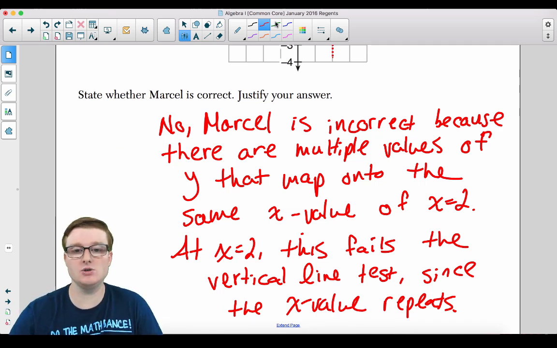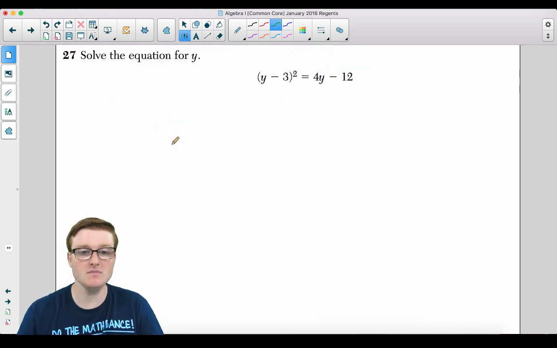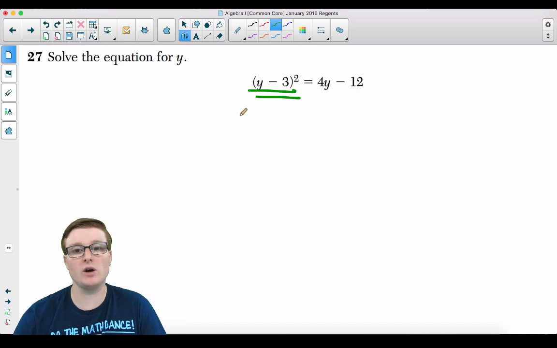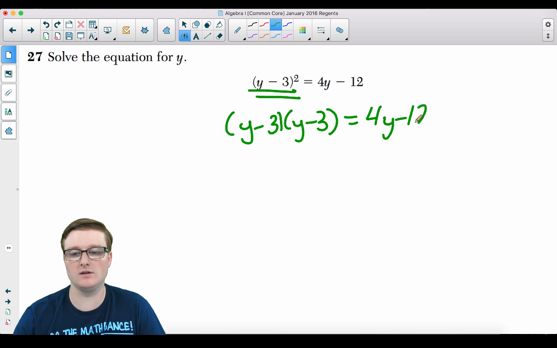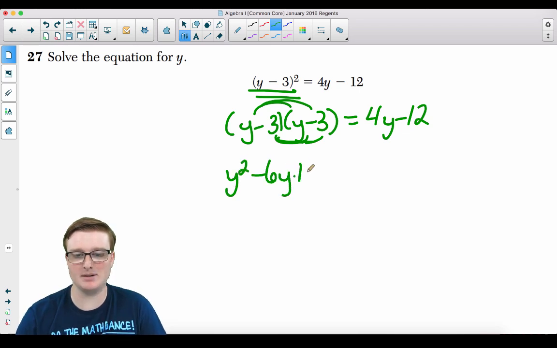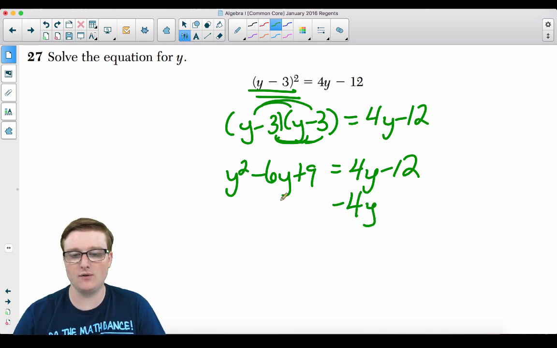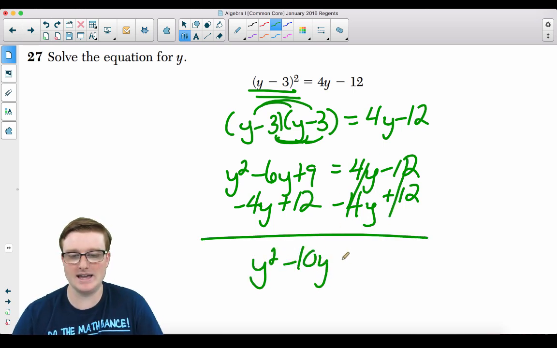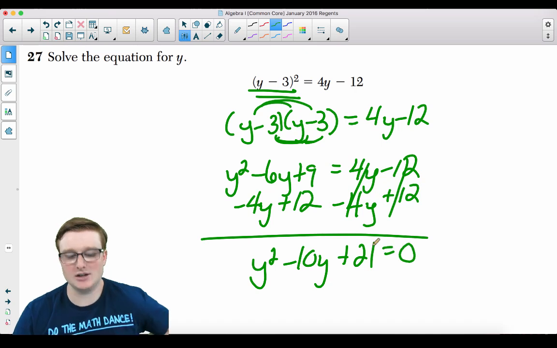All right, moving on to question number 27. Solve the equation for y. All right, nice and simple. We are going to FOIL this out because this is written 2 times. Y minus 3, squared, is equal to 4y minus 12. You're going to distribute these, so we get y squared minus 6y plus 9 equals 4y minus 12. We're now going to subtract the 4y and add the 12. We then get y squared minus 10y plus 21 equals 0.